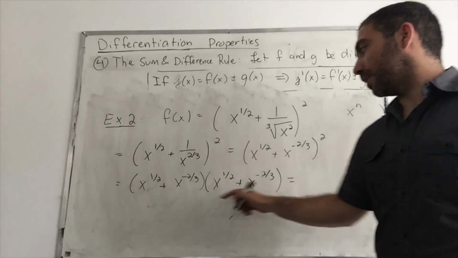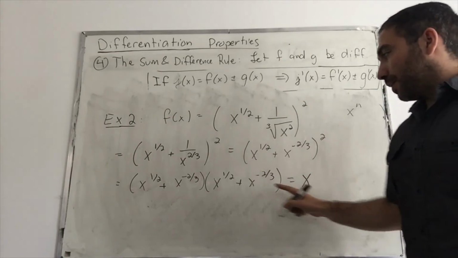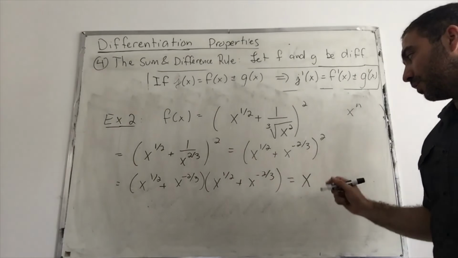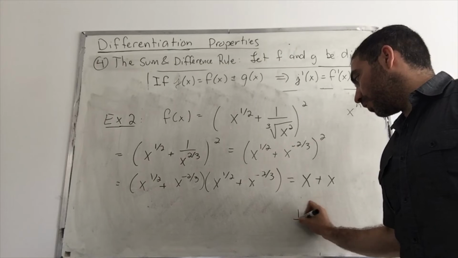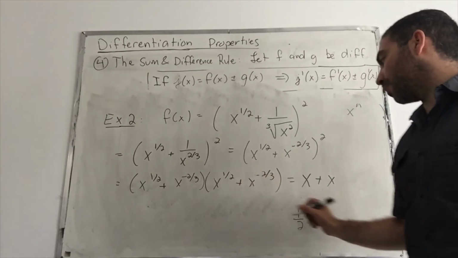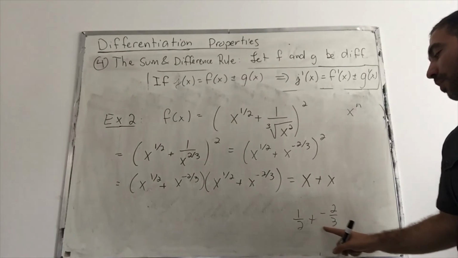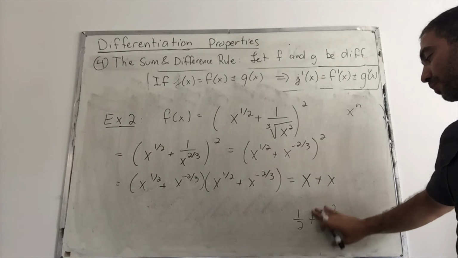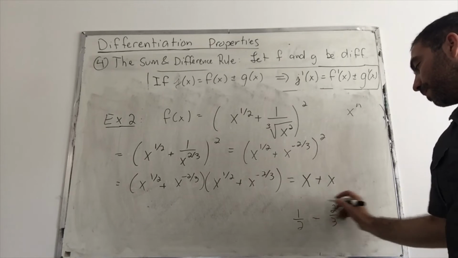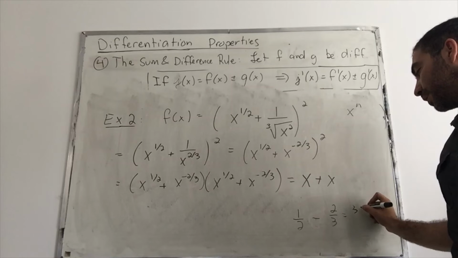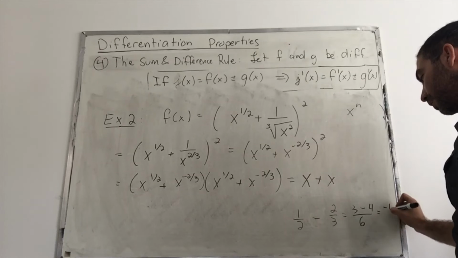So the first term that we get is x to the 1/2 times x to the 1/2. We get x to the 1/2 times negative 2/3 is plus x to the 1/2 plus negative 2/3. It's the same base, so you're adding the exponents, 1/2 plus negative 2/3. You have to find the common denominator. So the plus minus, you could just rewrite it as a minus. And this gives us 3 over 6 minus 4 over 6, giving us negative 1 over 6.